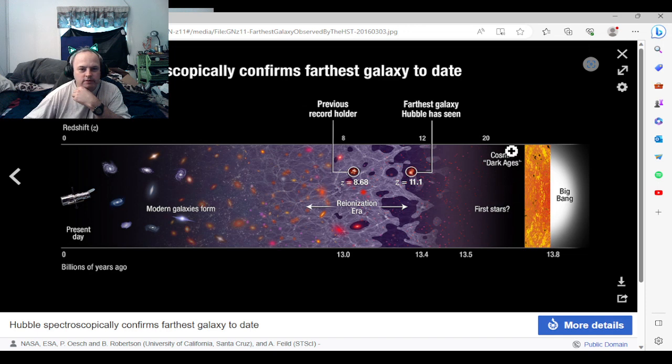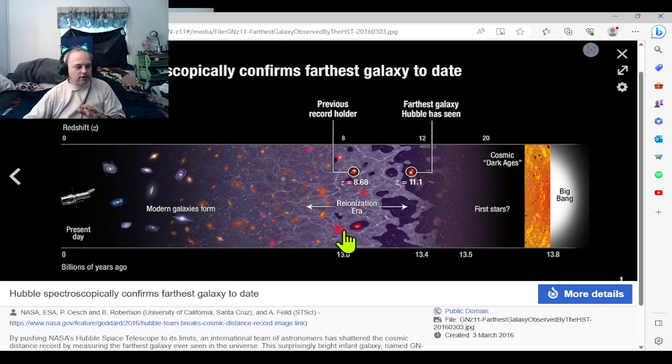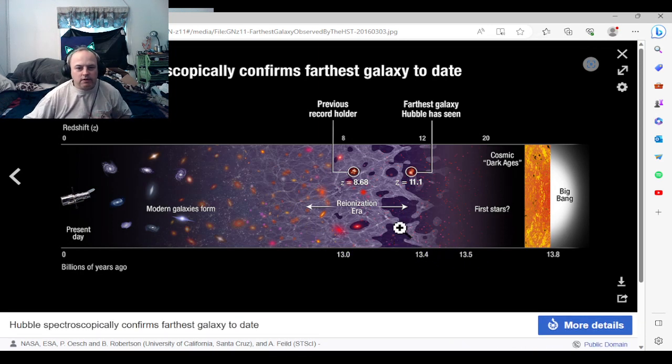Because then it shows cosmic dark ages, first stars, farthest galaxy, and then previous record holder, and then farthest galaxies. I don't believe this because now it says modern. So I don't believe this at all. I really don't. And here's why I don't believe this.